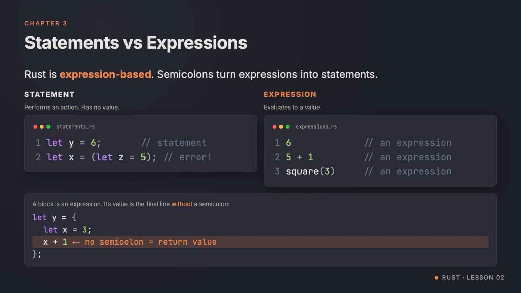An expression, on the other hand, evaluates to a value. The number 6 is an expression. A function call is an expression. A math operation is an expression. And crucially, a block of code wrapped in curly braces is also an expression. Its value is the value of the last expression inside it, as long as that line does not end with a semicolon. This is why, in Rust, you'll often see blocks used to compute values inline. Remember, semicolons turn expressions into statements.